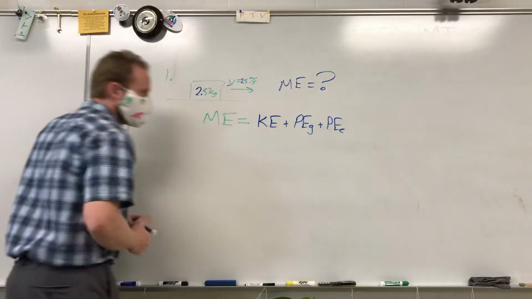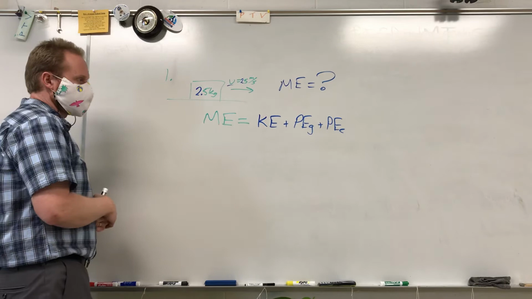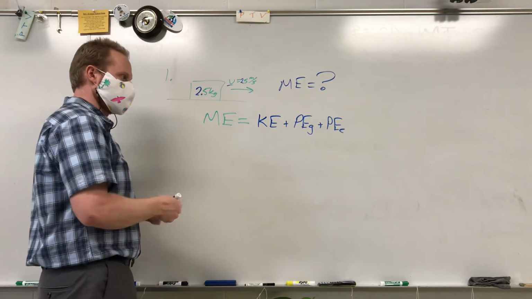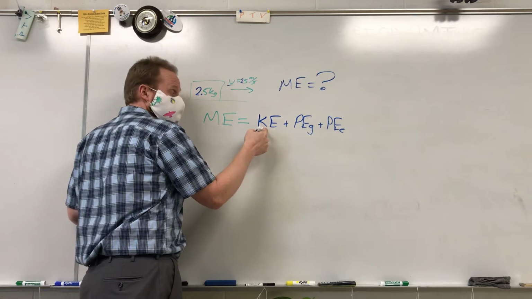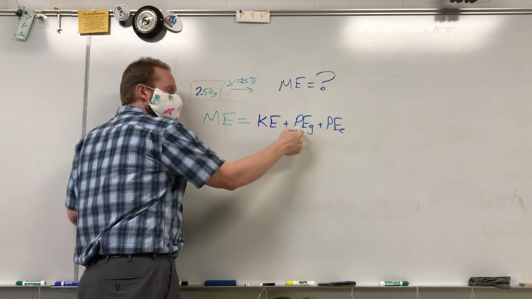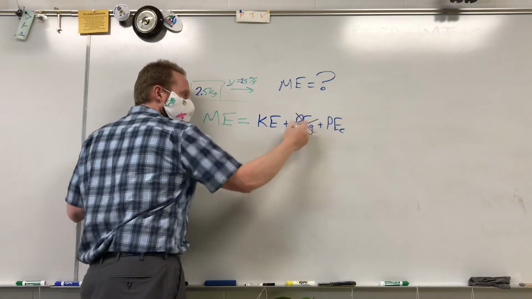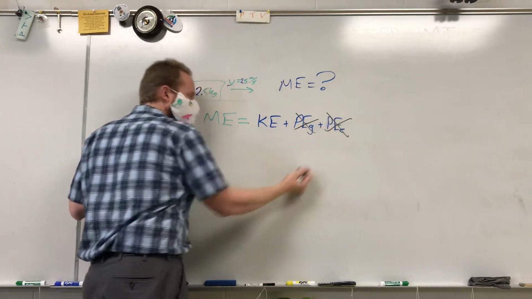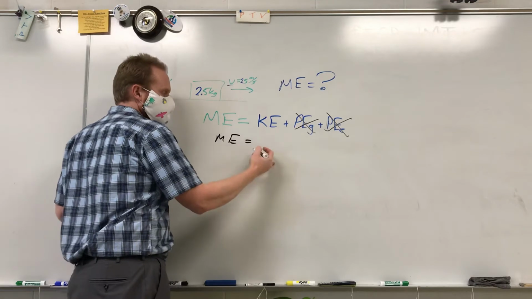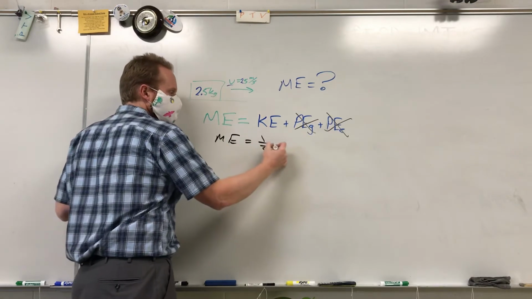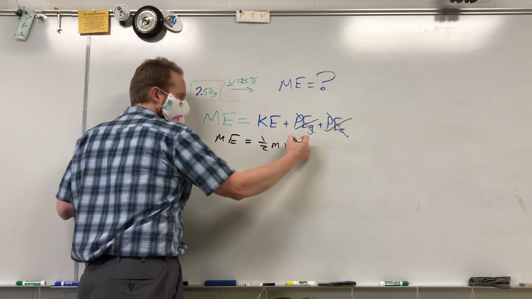So when we go through and ask ourselves, is it moving? Is there a height? Is there a compressed spring? Is it moving? Yes. Is there a height? No. Is there a compressed spring? No. So all the mechanical energy is in the form of kinetic energy, and the equation we use for kinetic energy is 1/2 times m times v squared.